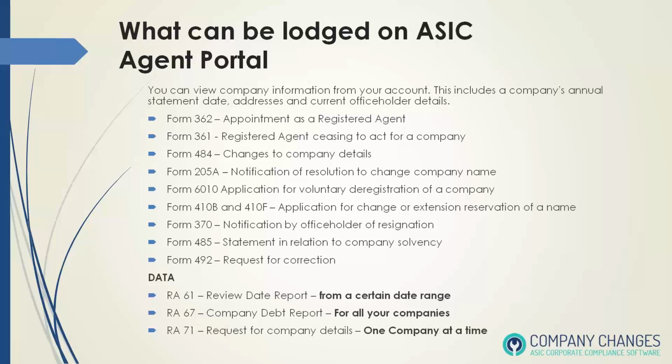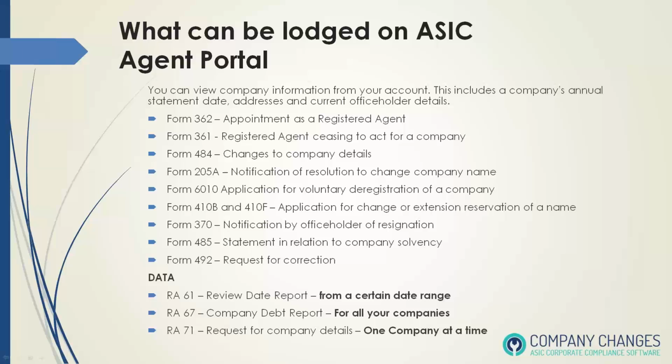On the ASIC agent portal, you can lodge quite a few forms: Form 362, which is appointment as a registered agent. And if you want to stop acting for the agent, you can lodge Form 361. Form 484 has almost 11 main criteria, when you change address or change directors' addresses, or add a director, delete a director, change the company structure. So there could be 11 different formats of Form 484. We're going to talk about that a bit later as well.